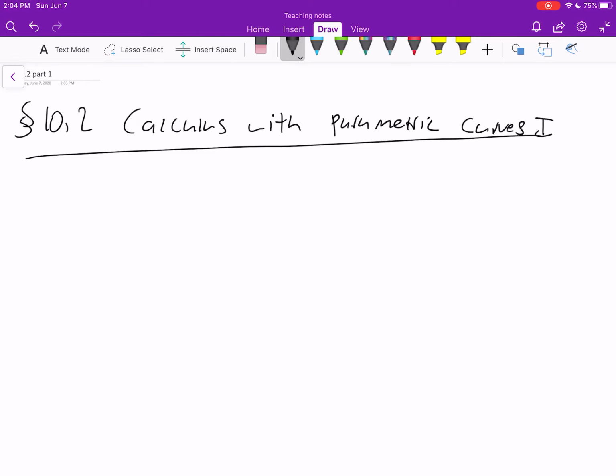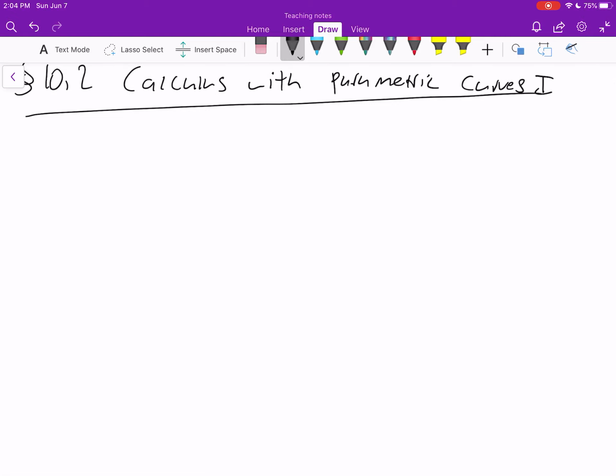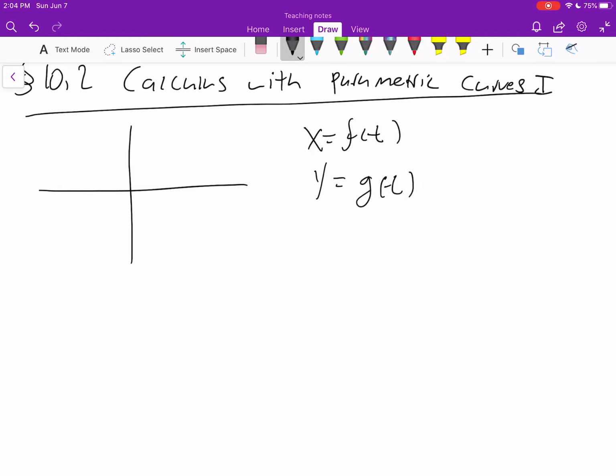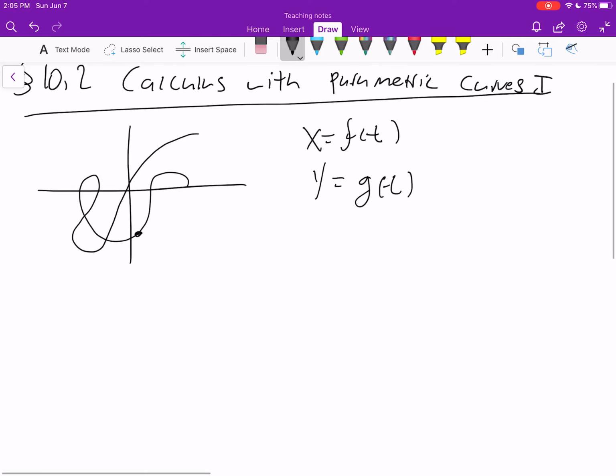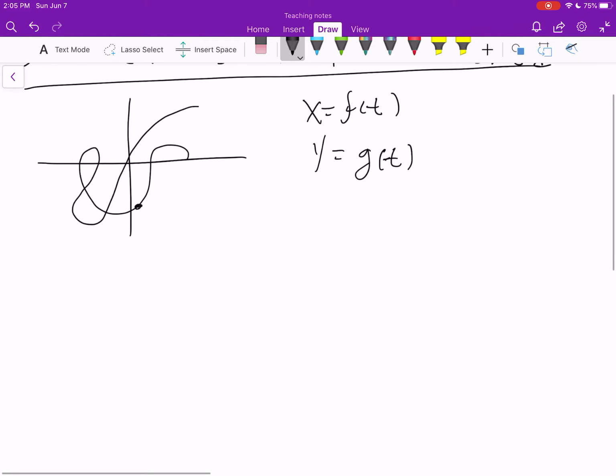Okay, so we're going to move on to section 10.2, calculus with parametric curves. So this is part one. The first problem we're going to think about is, if I have a set of parametric equations, x is equal to f of t, y is equal to g of t, and these things are going to look however crazy you want them to look. But the problem is, if I wanted to find the slope of the tangent line at one of these points, how would I go about doing that now that I have, instead of an implicit or an explicit equation, these parametric equations? So that's the question.